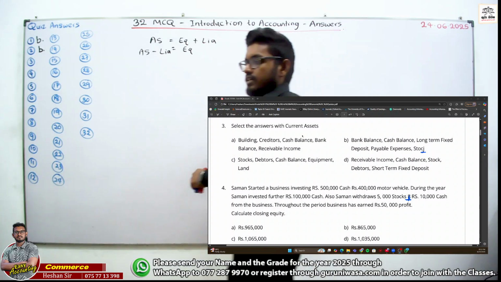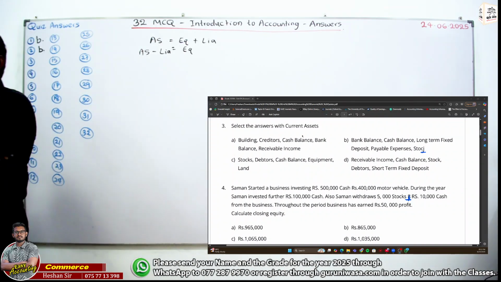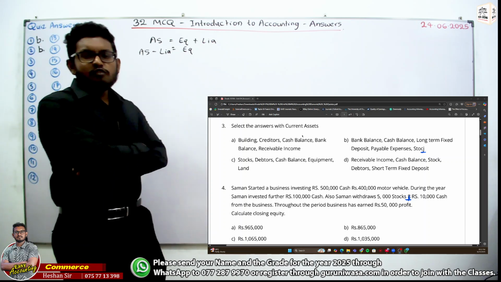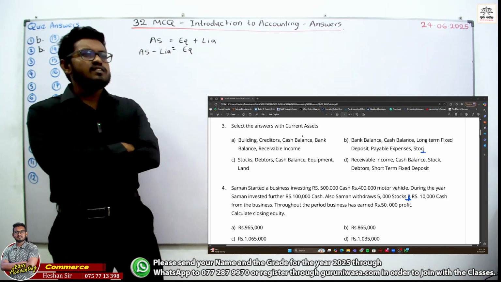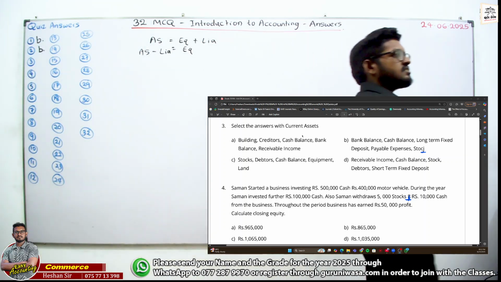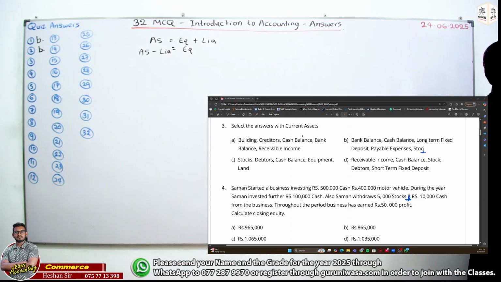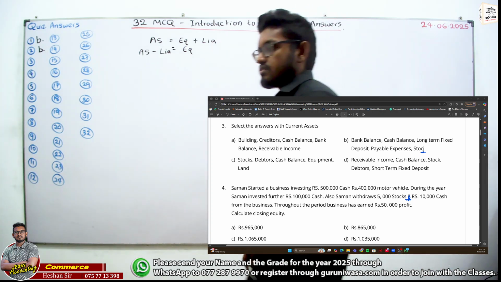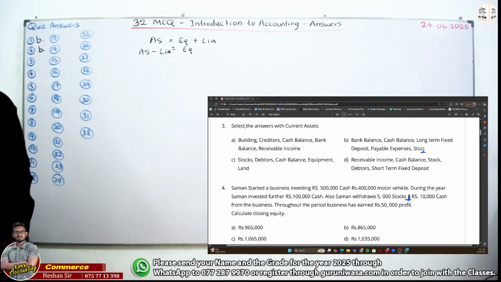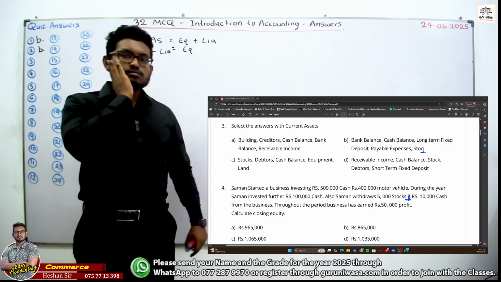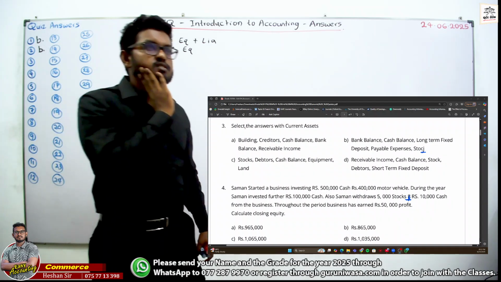Question number 3. Select the answer with current assets only. What is the term called current assets? Can anyone tell me? Any answer? I want your answers. Hello, where are the others? Kamal, Shabir, Ilan, what is the term called current assets?